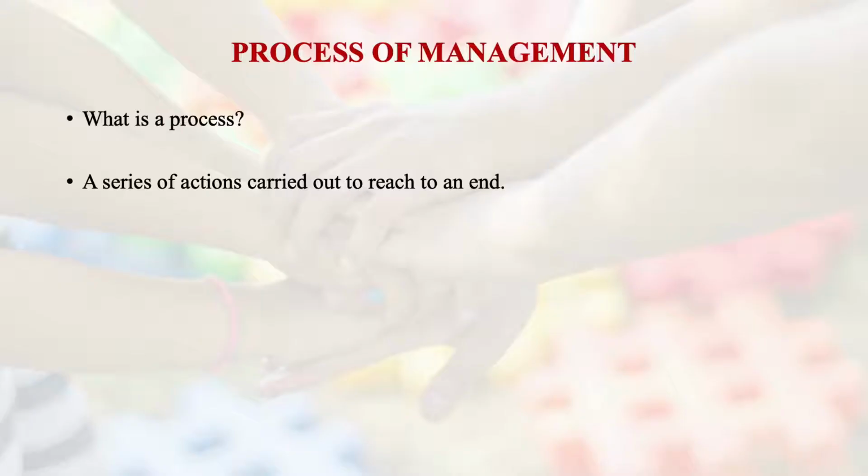When we talk about what a process is, we say that it is a series of actions, one by one, 1 plus 2 plus 3 plus 4, and then that leads to the end part, or that leads to the goal for which that process is carried out. So it is a series of actions which are carried out to reach an end or a particular goal, which usually is predetermined in nature.